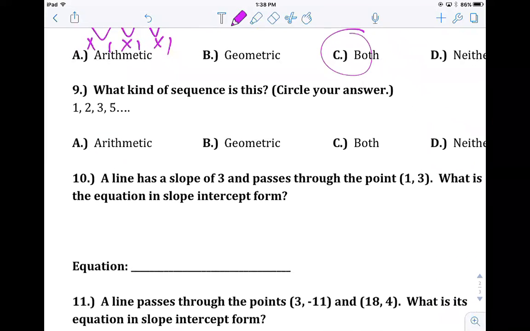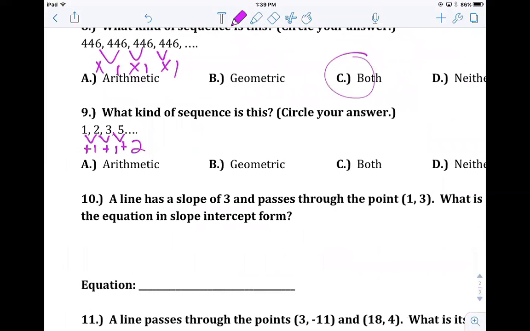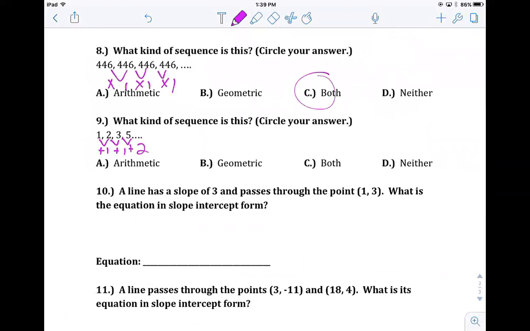All right, problem 9. Taking a look at first glance, you may say that it is arithmetic, that we're increasing each time by 1. But when we go from 3 to 5, that is an increase of 2. So this problem 9 is going to be an example of neither. It's not arithmetic because it's not adding or subtracting the same number every single time. And it's not geometric. You're not multiplying or dividing the same number every single time.